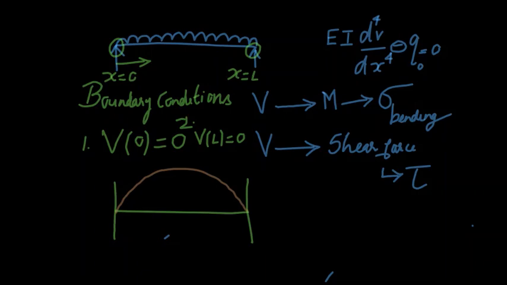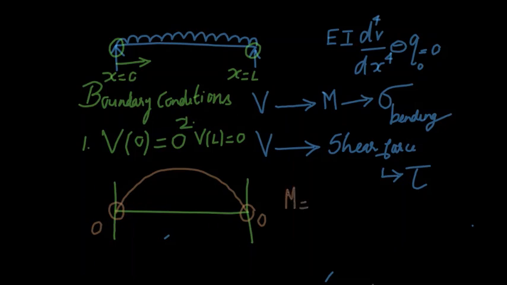The value of bending moment at the left extreme end is actually 0. The value of bending moment at the right extreme end is going to be 0. So that gives us the second set of boundary conditions. The second set of boundary conditions is bending moment, denoted by the symbol M.